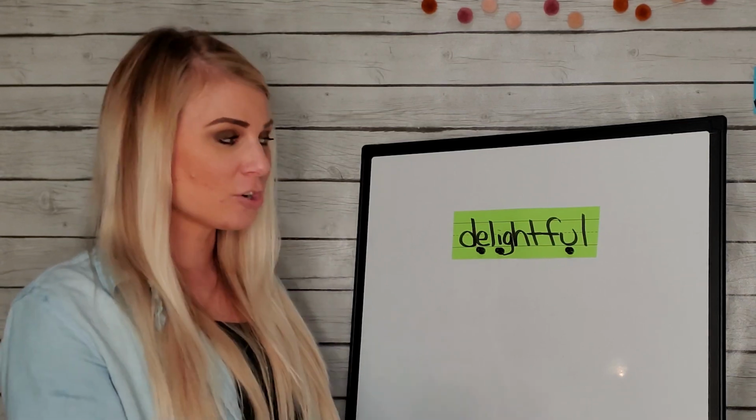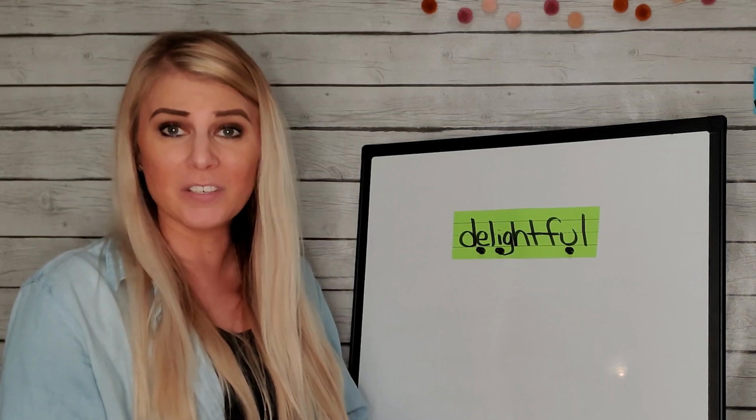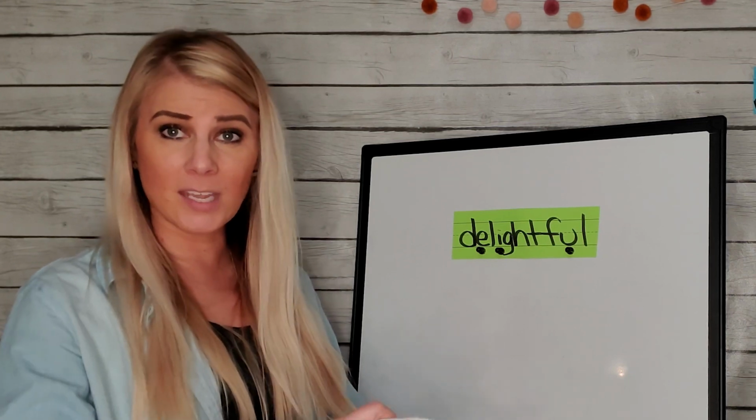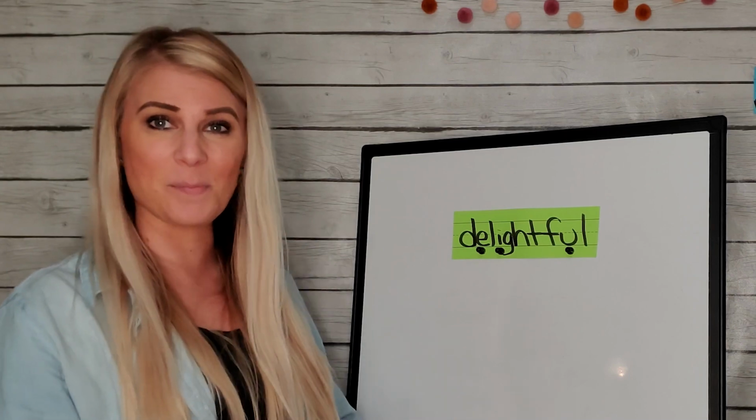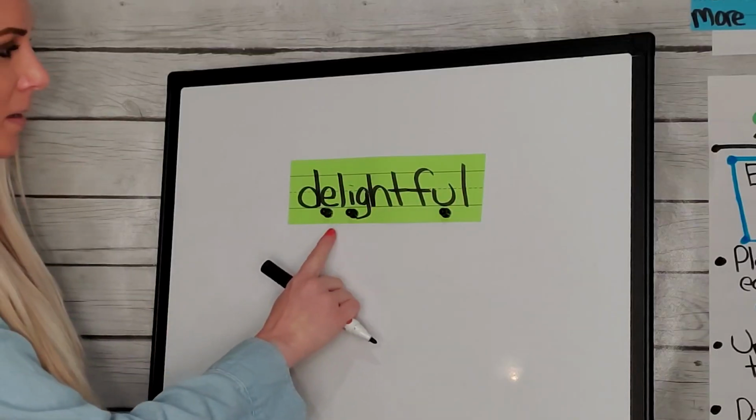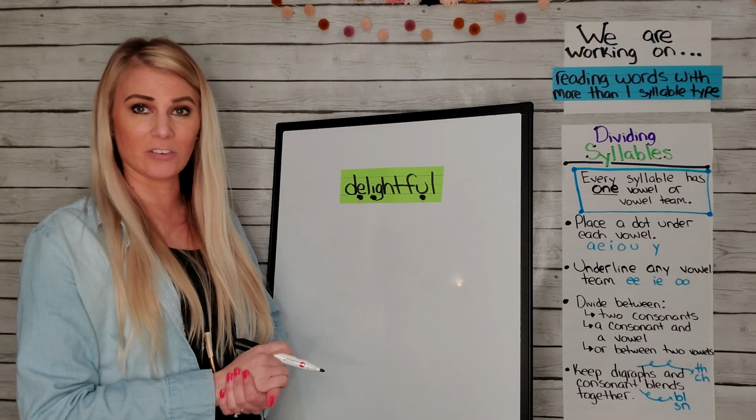Now we need to scan across our word and we need to see if there are any vowel teams that we find in this word to underline. On your paper, will you scan across your word and see if there's any vowel teams that you find to underline? I'll do the same up here. I don't see any vowel teams that I need to underline in this word.